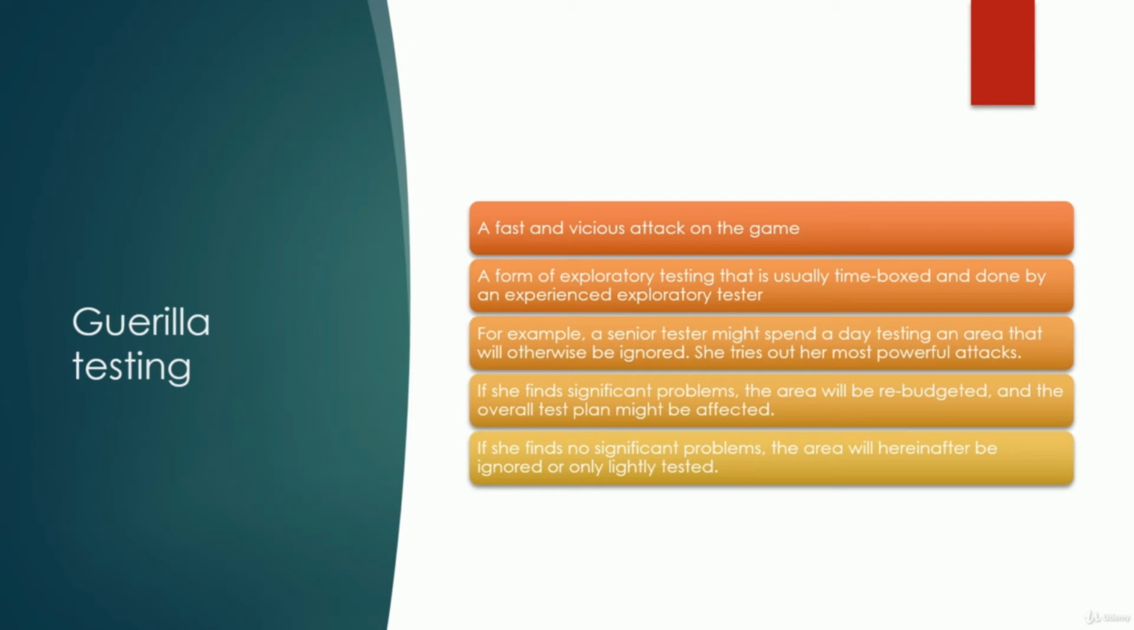So if the tester finds some significant problems in that area, it might mean that this area is going to be rebudgeted, and the test plan might be affected. So here it's more like a finding mission, saying, okay, this area to me seemed very unstable. I think that we have to dedicate more testing to this because I found some serious issues. If you find no problems, this part of the game in the future might be only lightly tested, just touch down on it.